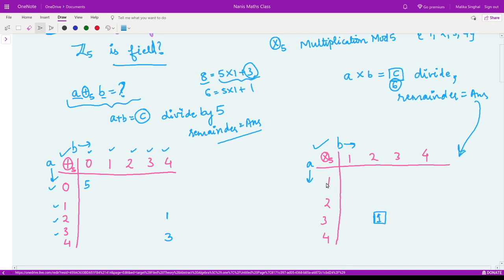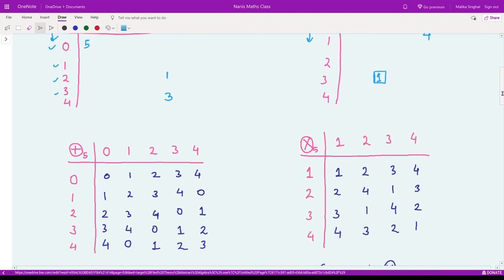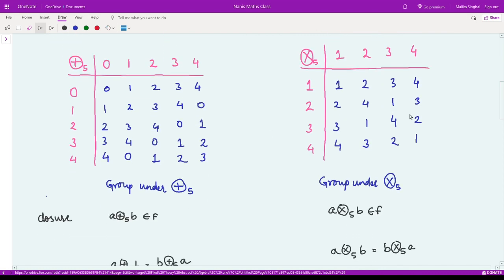Moreover, let us see another example. 1 multiplied by 4, when I divide by 5, I obtain the remainder as 4. So 4 would be written as 5 into 0 plus 4. So 4 is the remainder. Likewise, you can complete the table. If you want to do it yourself, pause the video and see whether you got the correct entries. I recommend you do that. So let us see what the table is. These are my values with the corresponding operations. Now we need to check whether this set Z5 is a field or not.